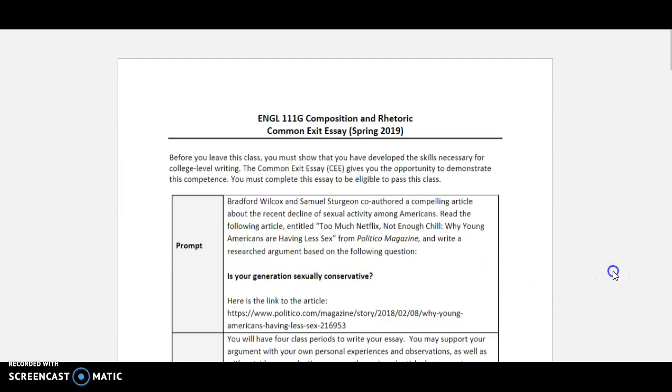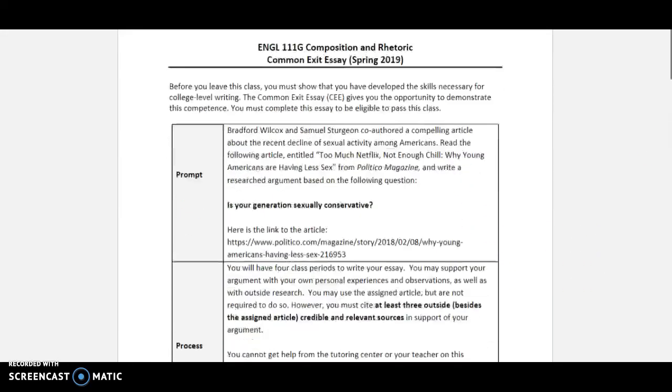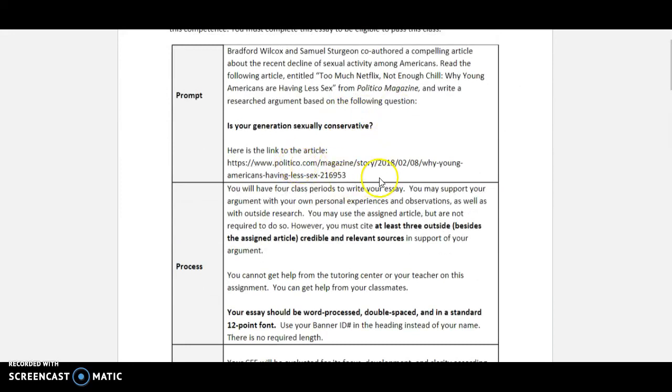So one of the things you want to do is go ahead and read the article. Here is the link for the article. After you have read the link, then you are ready to start writing your essay. The process will consist of 4 class periods to write your essay.